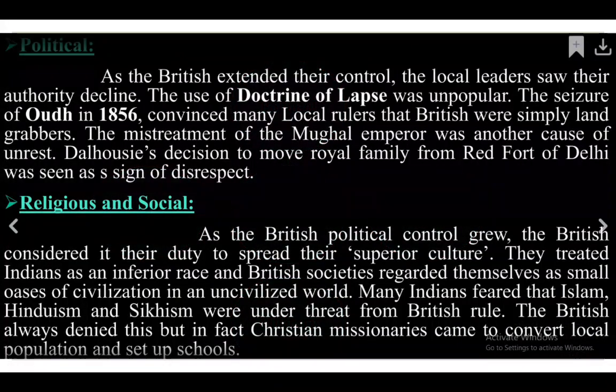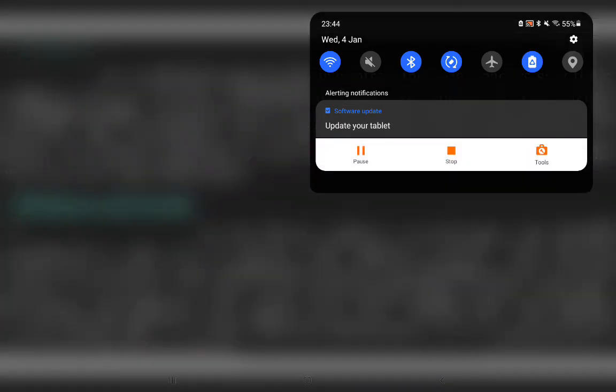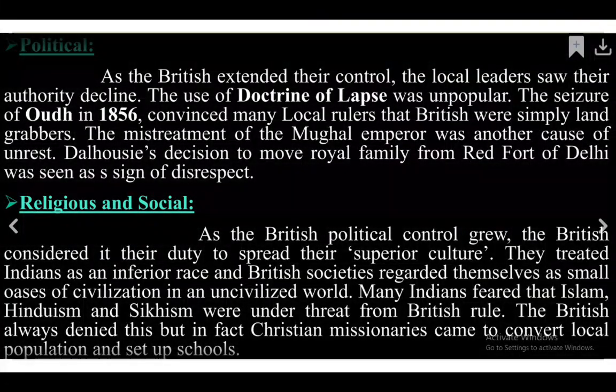If we talk about the political reasons, as the British extended their control, the local leaders saw their authority decline. The use of the doctrine of lapse was unpopular. The seizure of Oudh in 1856 convinced many local rulers that the British were simply land grabbers. The mistreatment of the Mughal emperor was another cause of unrest. Dalhousie's decision to move the royal family from the Red Fort in Delhi was seen as a sign of disrespect.